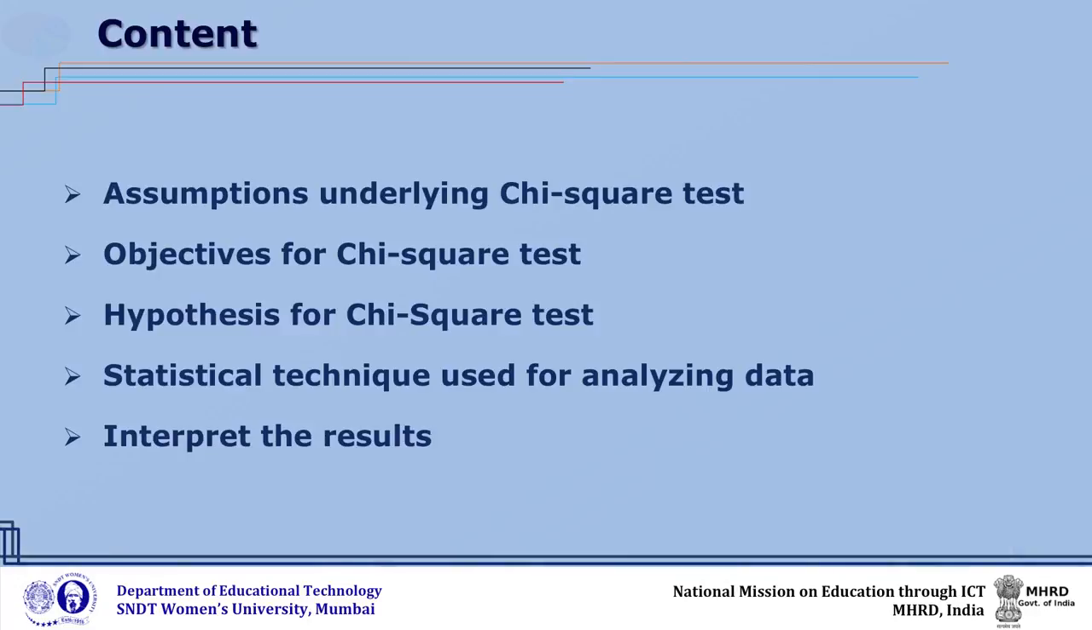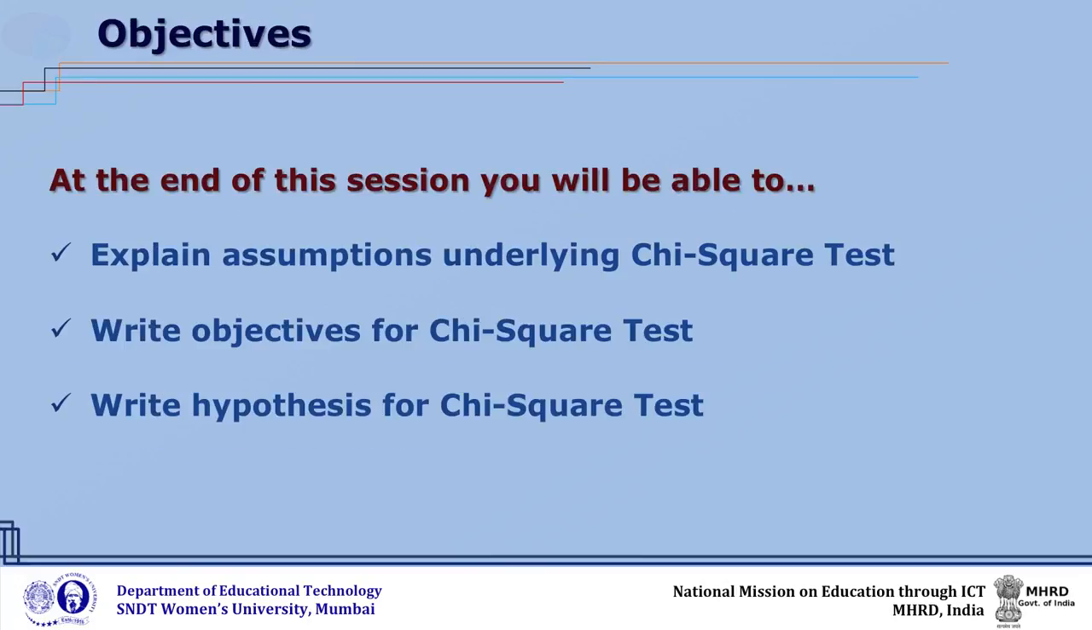In case of chi-square, let us understand the assumptions underlying chi-square, then how to write objectives for chi-square, how to formulate hypothesis, then the statistical technique to use to analyze the data, and how to interpret the results.